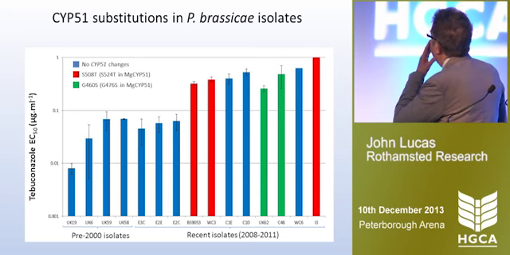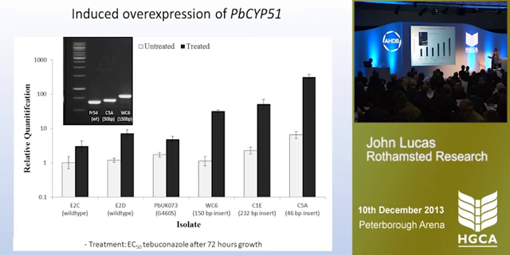Now, I mentioned that this overexpression business can take place, and here's some data looking again at isolates after they've been exposed to tebuconazole, so they've been in the presence of the fungicide, and you can see actually after they've been treated with fungicide, they increase the amount of CYP51 expression, and that occurs in these sensitive wild types. But if you look further right, you can see that these ones have got higher levels of expression, but there's a much bigger induction of expression in some of these.